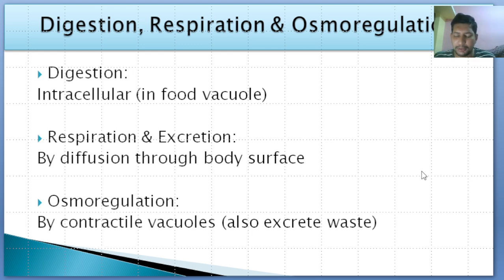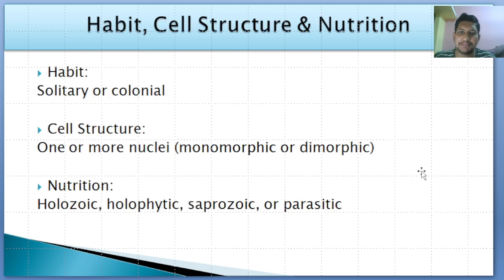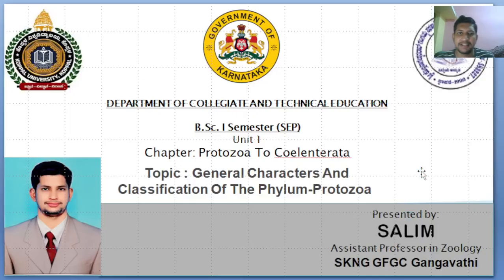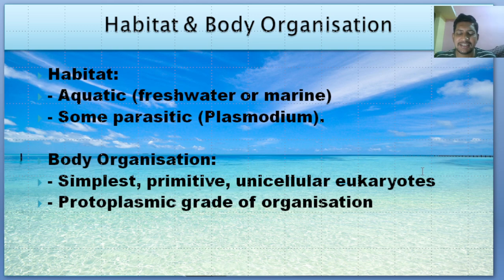Okay, so before going to digestion and respiration, I will revise once again from the beginning. We are studying the topic, the general characters and classification of phylum Protozoa. Habitat: they may be aquatic, living in fresh water or marine water. Fresh water means sweet water, marine means salt water, for example the ocean. And some of them are parasites. The best example is Plasmodium.